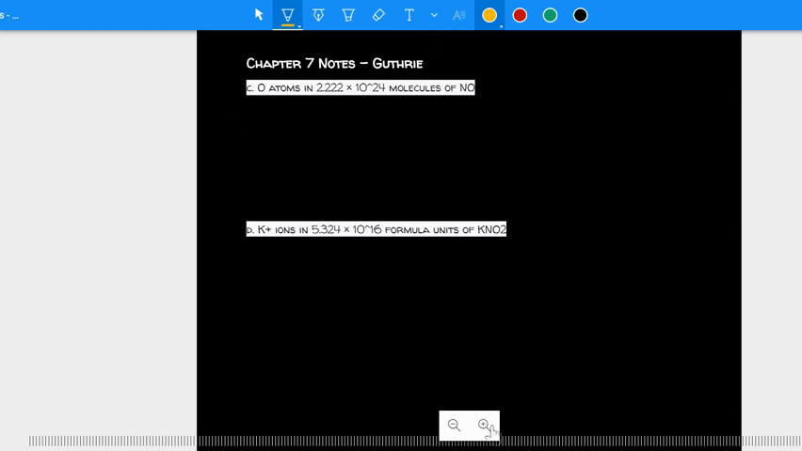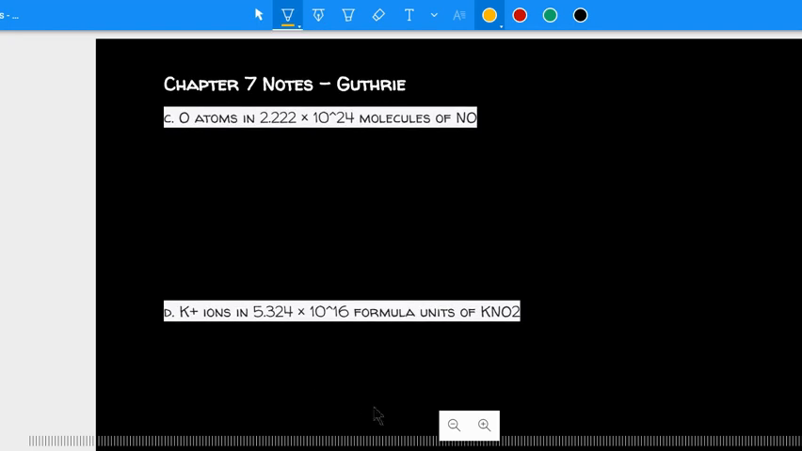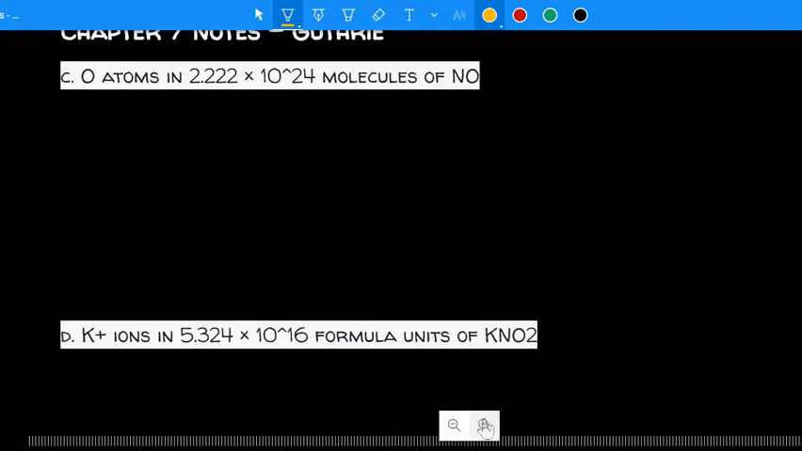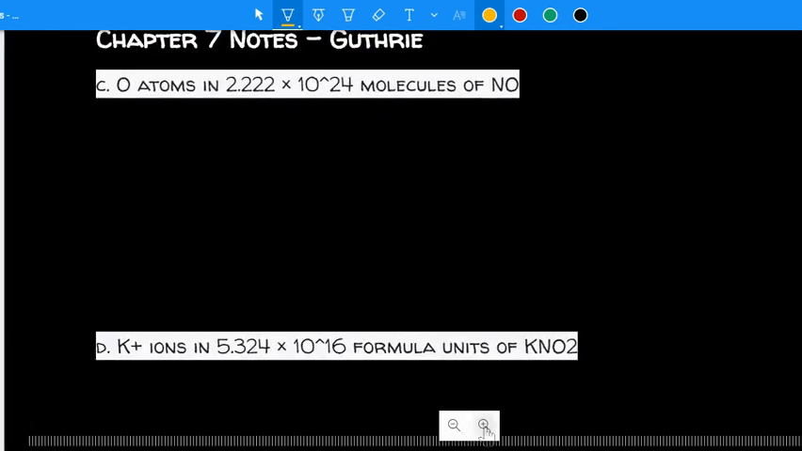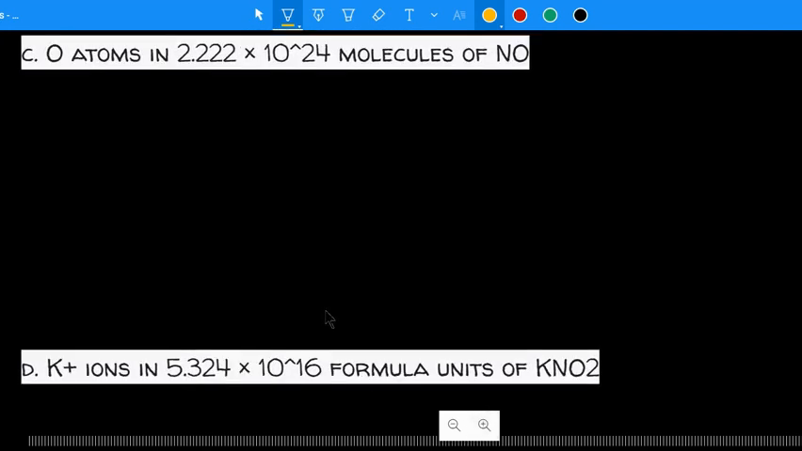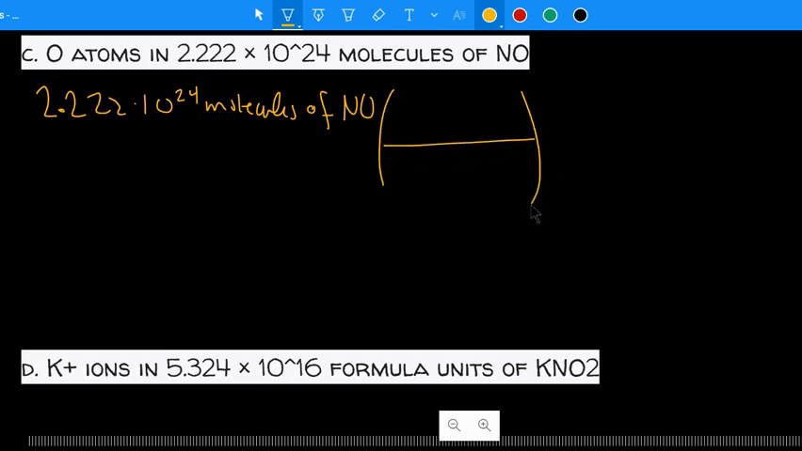All right, now I am on letter C of the final question for your homework here. All right, so as always, I'm going to start by writing out my given quantities. 2.222 times 10 to the 24th molecules of nitrogen monoxide. I'm in molecules. The only thing I know about a molecule is that there is 6.022 times 10 to the 23rd of them.